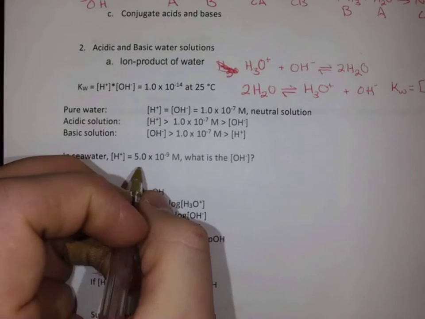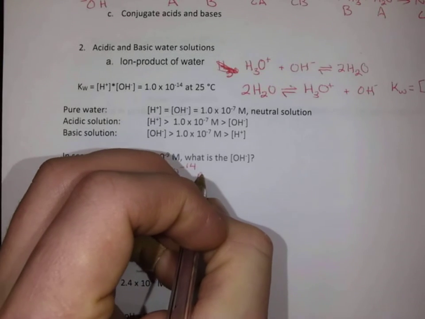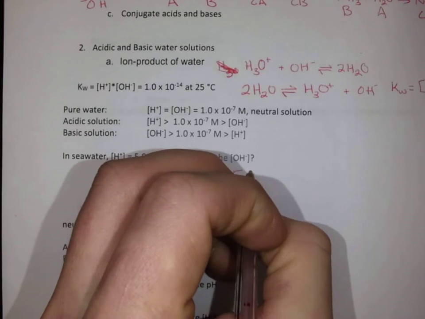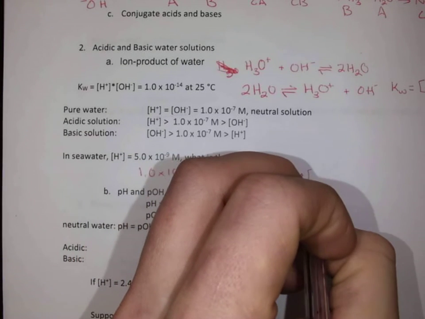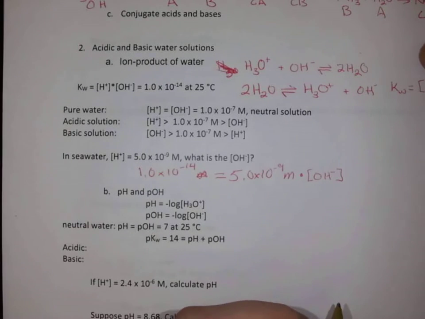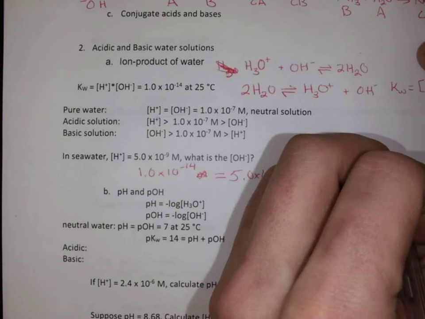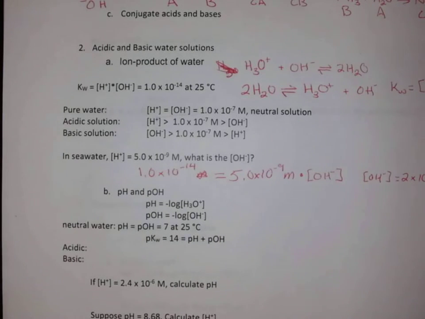So Kw is 1.0 times 10 to the minus 14th, and that equals our H plus concentration, which is 5.0 times 10 to the minus 9th molar, times the OH minus concentration. So we solve for the OH minus concentration, and I think OH minus concentration equals 2 times 10 to the minus 6th, okay? That's just rearranging and solving for our variable, okay?